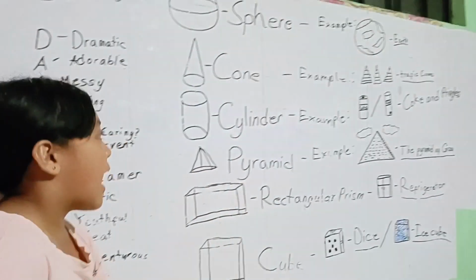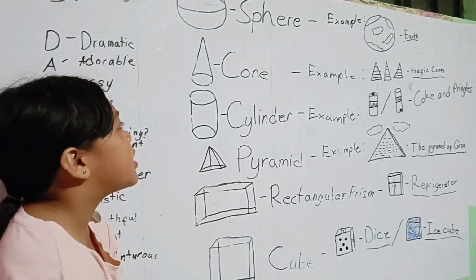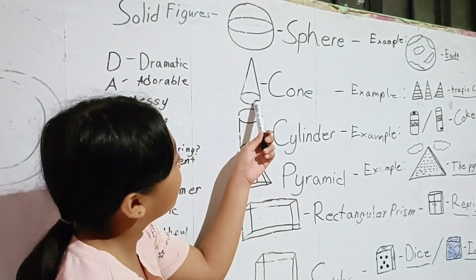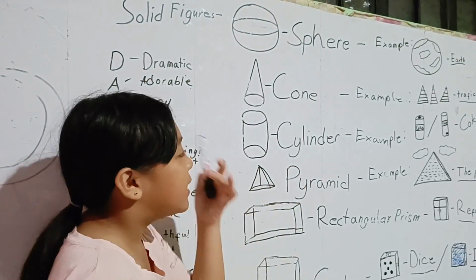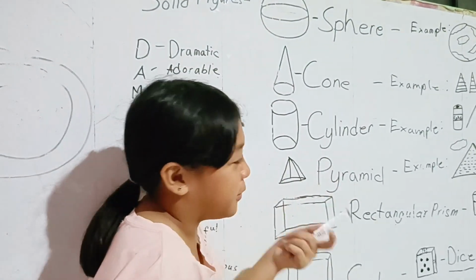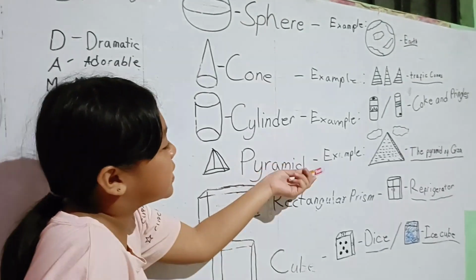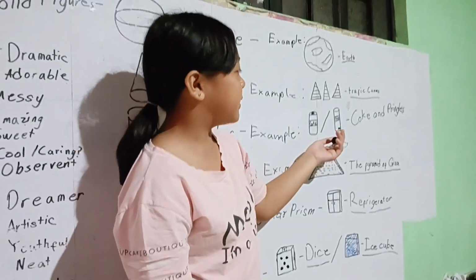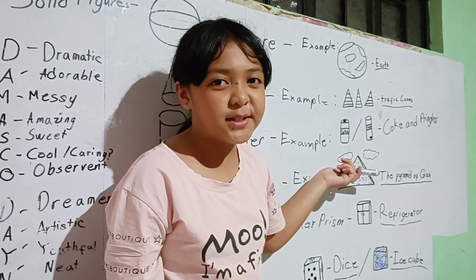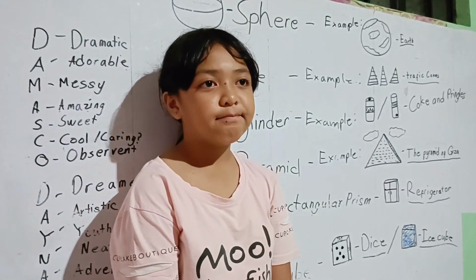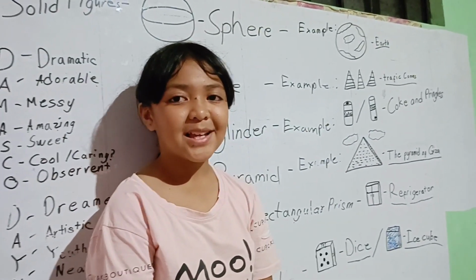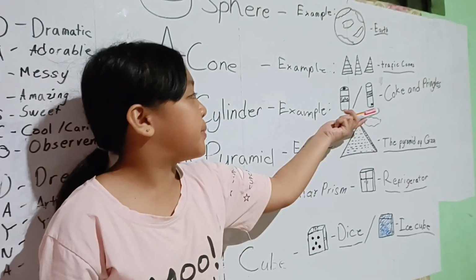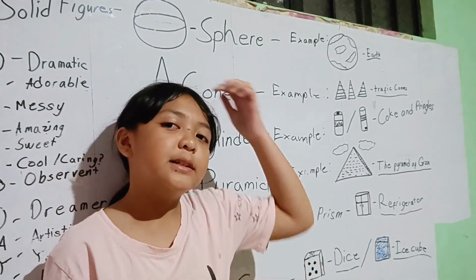So here we have cylinder. The cylinder has two circular bases like the cone but doubled, at the top and at the bottom. Examples of a cylinder are a Coke can or Pringles, the chip can. Is it really the Pringles or the can of the Pringles? The can of the Pringles.